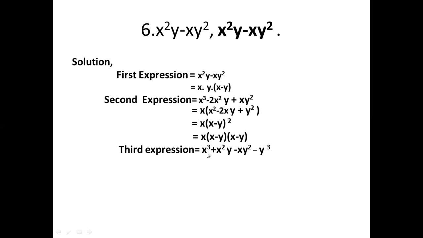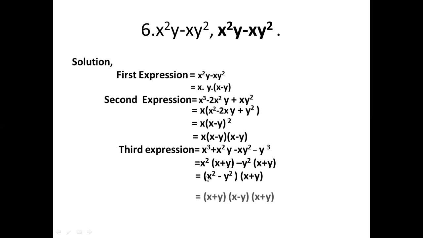Third expression: x cube plus x square y minus xy square minus y cube. x square is common with x plus y. Here minus y square is common with x plus y. The minus common goes, so here it is minus plus. Then x square minus y square we can open again in factor form, x plus y, x minus y. Therefore, the HCF equals x minus y, because x minus y belongs in this expression, the second expression, and the third expression also. That's why x minus y is the HCF of these three expressions.